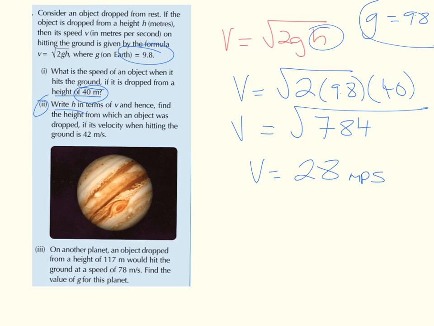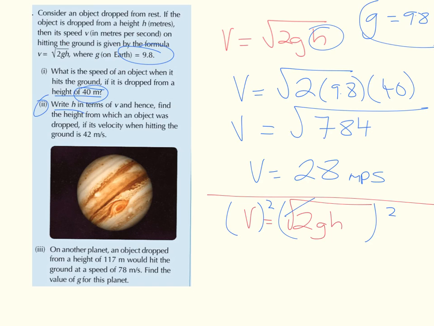So first of all, write this in terms of h. So I'm going to rewrite the formula again. v equals the square root of 2gh. So we want to write it in terms of h. First things first, let's get rid of the square root. And we would do that by squaring both sides. The square root and the square cancel. And I'm now left with v squared equals 2gh.